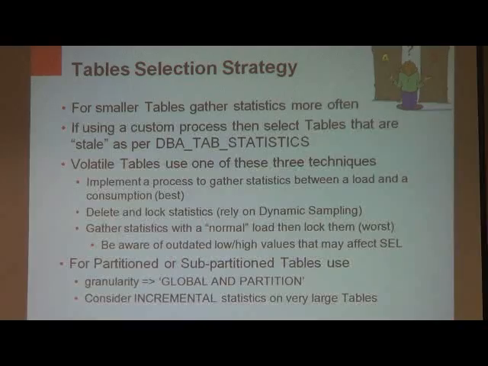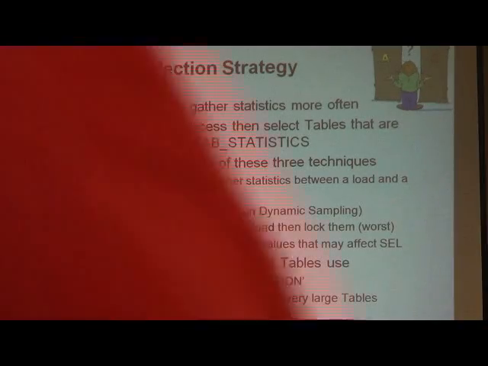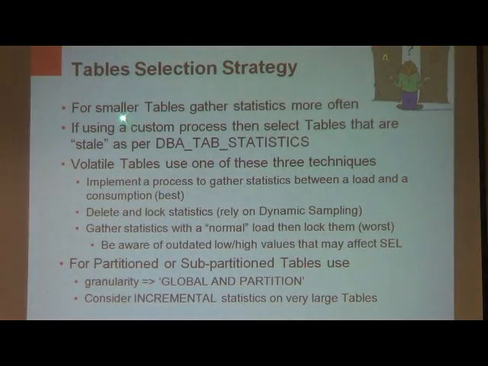Another way to do it can be concurrent, you can do both. When you are dealing with small tables you can do it more often. Why? Because they gather really fast. So even if you change less than 10% of the data, you may want to do it. Why? Because they are almost free. They take very little resources. So you have more accurate statistics with almost no cost.